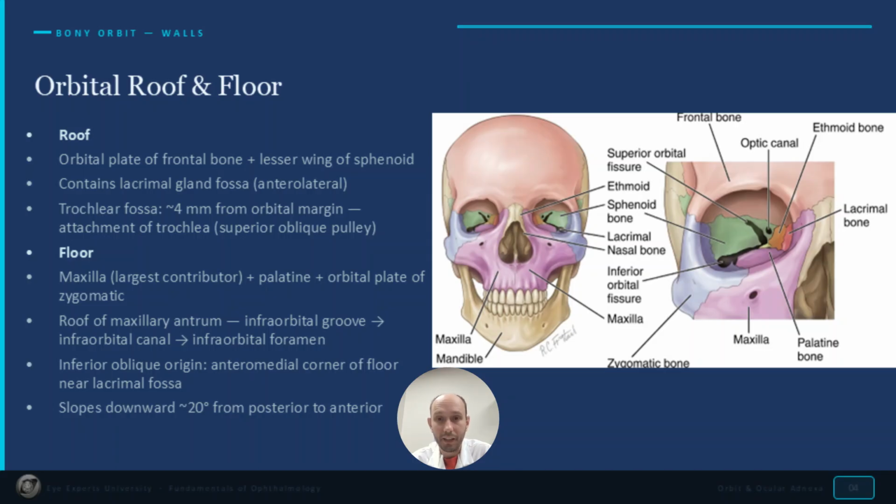The orbital floor is composed of the maxillary bone, which is the biggest component, the palatine bone, and then a little orbital plate of the zygomatic bone. Now, inferiorly, right through the floor, you have the infraorbital canal and the infraorbital foramen. That's where your infraorbital nerve comes through. So if you have a blowout fracture where the orbital floor is damaged, that has a high tendency of damaging the infraorbital nerve, thus causing anesthesia of that area.